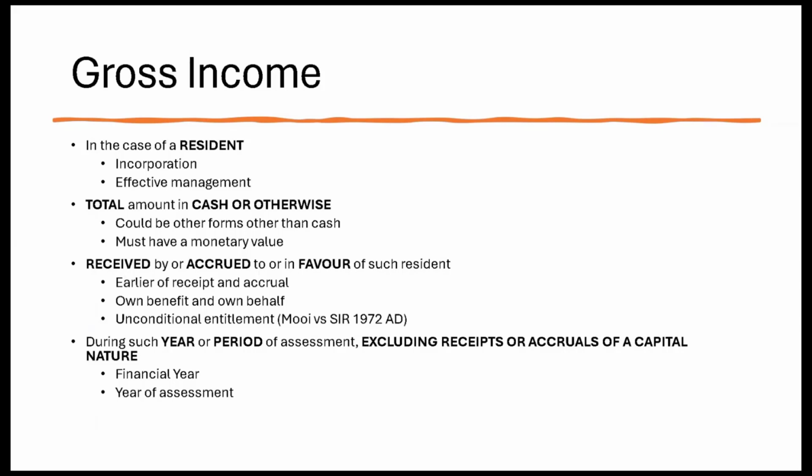I need to have a total amount in cash or otherwise. Now, total amount in cash is easy to understand. If you're given an amount in cash, you know how much it is. The trick comes in the otherwise. What is meant by otherwise? Can somebody give me a thought or an idea of what could be meant by otherwise? If something is not received in cash, how do I know what to include in my gross income? What could otherwise mean?